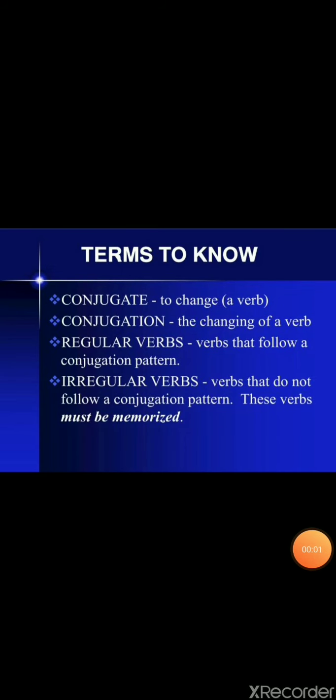Some terms to know for you people. Conjugate means to change a verb. Conjugation is the process of changing the verb. Regular verbs are verbs that follow a conjugation pattern. Okay, irregular verbs are verbs that do not follow a conjugation pattern. These verbs must be memorized. They are totally different.